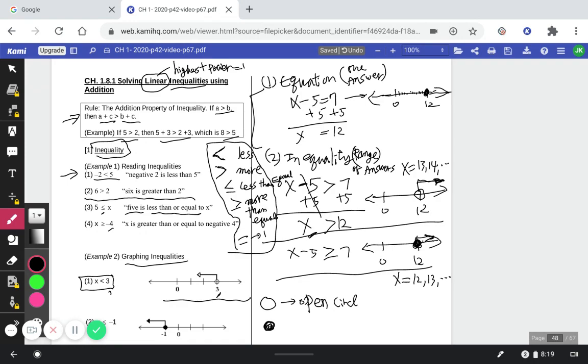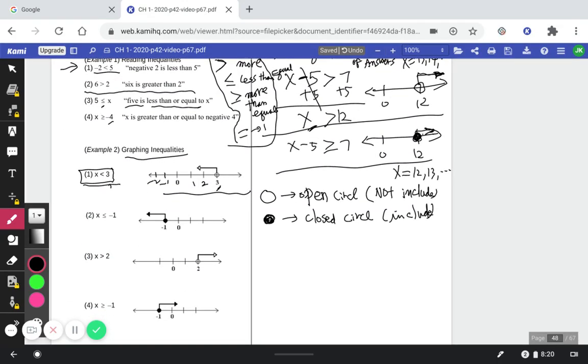When you have a dark one, we call it a closed circle. It means you are including the number you're at, and open means not including the critical number that you're at. So possible values of x is less than 3 would be like 2, 1, 0, -1, -2. Those are all the possible values that satisfy this inequality.